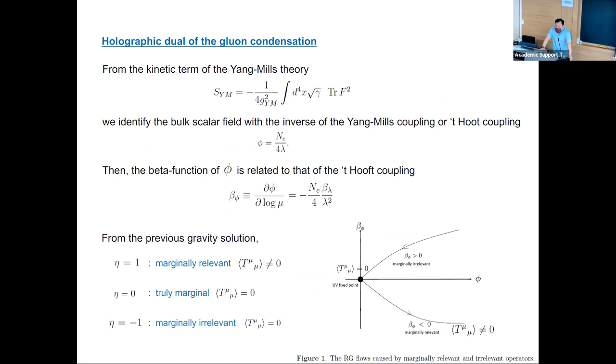So we first assume the background is the AdS space, and we consider the gluon condensation. Usually gluon condensation is the trace F squared. And one over four Yang-Mills squared is the coupling. So we identify this coupling with the bulk field phi. Then we multiply by N_c, so this bulk field is proportional to one over N_c times the inverse 't Hooft coupling. So the inverse 't Hooft coupling corresponds to the bulk field in our model.